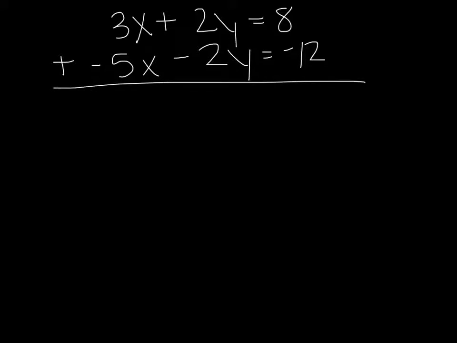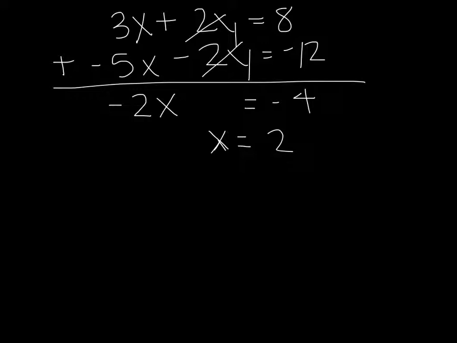3x minus 5x is negative 2x. 2y plus negative 2y, those cancel out. And 8 plus negative 12 is negative 4. If I divide both sides by negative 2, I'm going to get x equals 2.